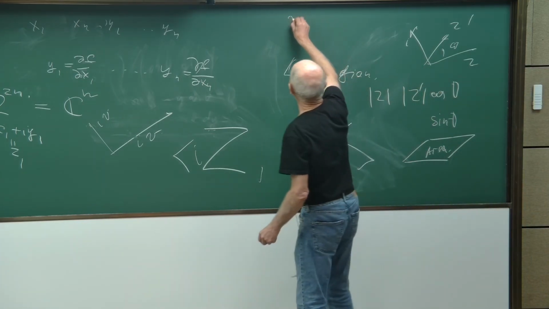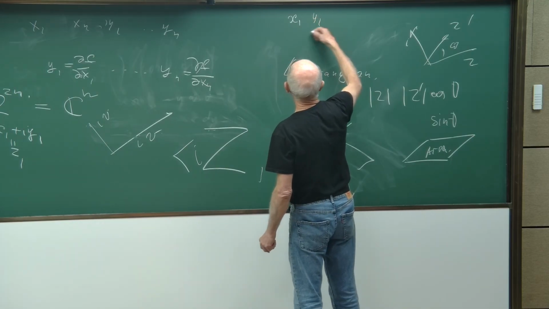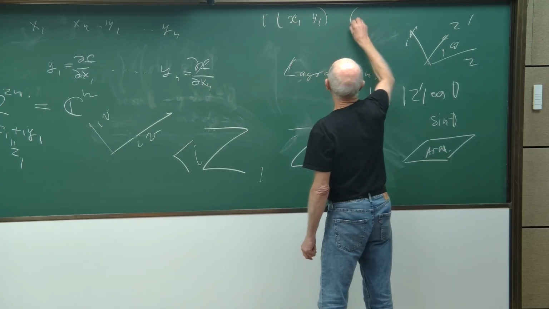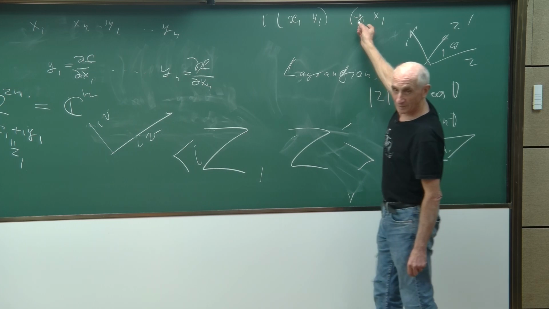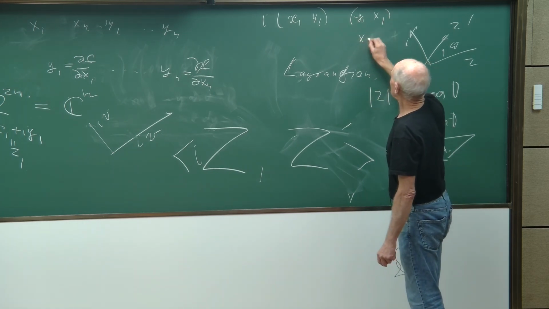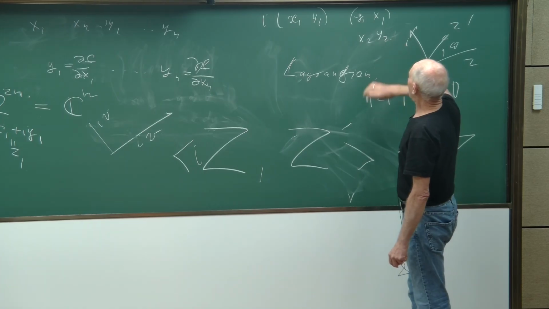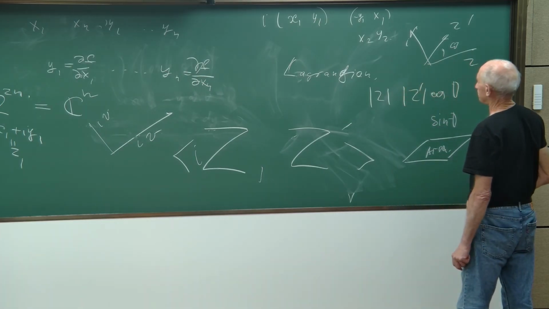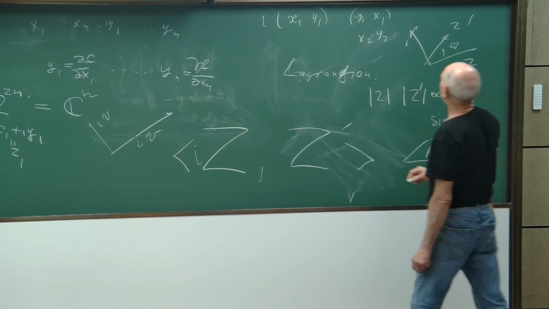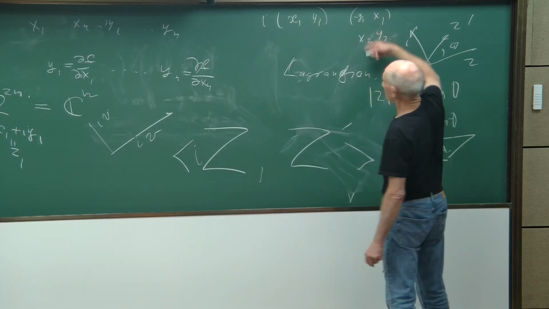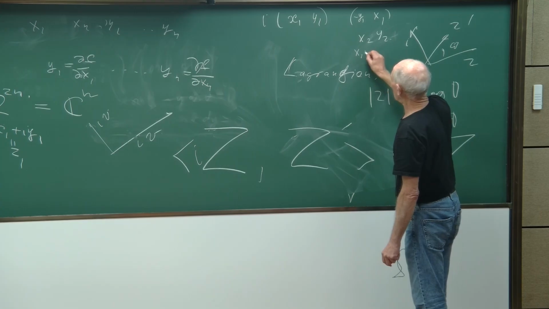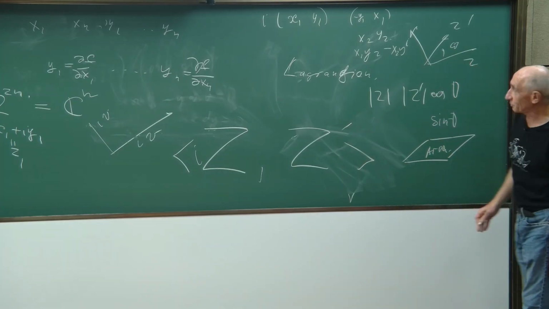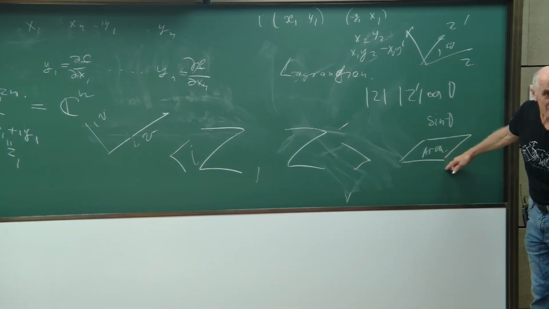So what do you get? If you have x1, y1, and you multiply the vector by i in real notation, you get minus y1, x1, and then you take a dot product with this one. So you get x1 y2 minus x2 y1, the determinant of these two vectors, and this is precisely the area of this parallelogram.